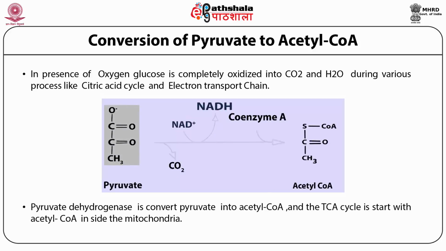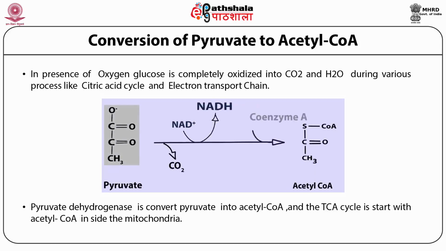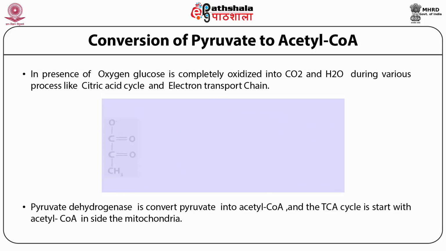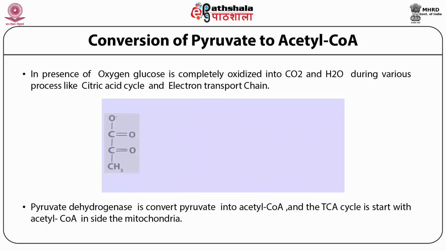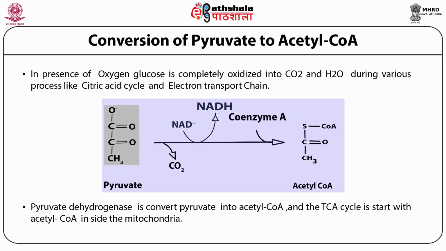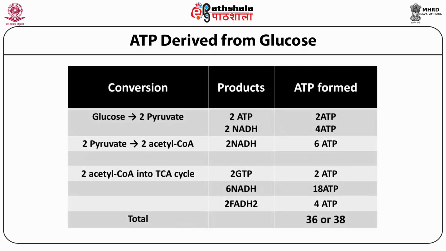Pyruvate dehydrogenase converts pyruvate into acetyl coenzyme A, and the TCA cycle starts with acetyl coenzyme A inside the mitochondria. When pyruvate converts into acetyl coenzyme A, the reaction is catalyzed by a complex enzyme system. Carbon dioxide is released and coenzyme A is added. ATP derived from glucose is shown in the figure.